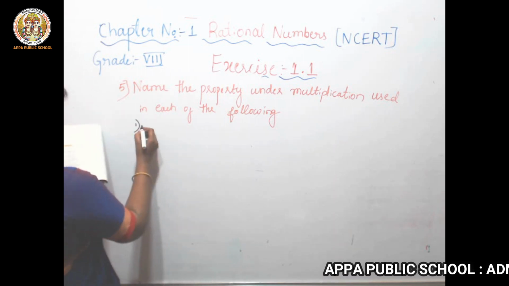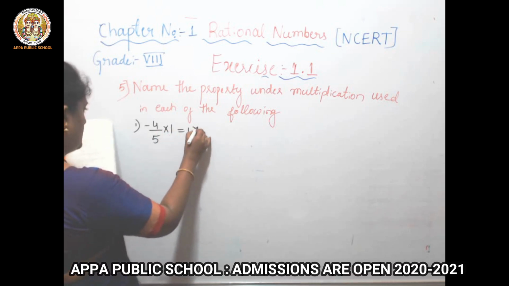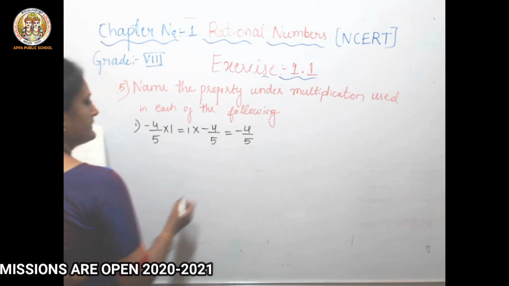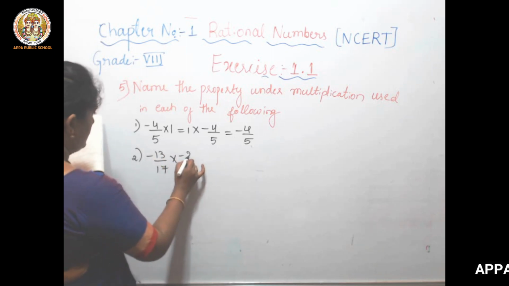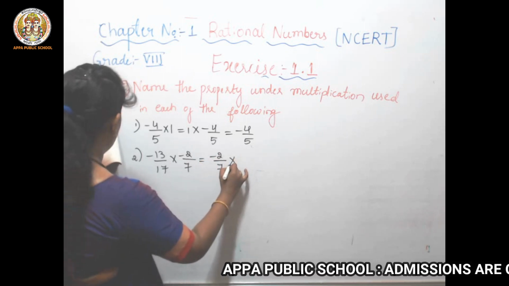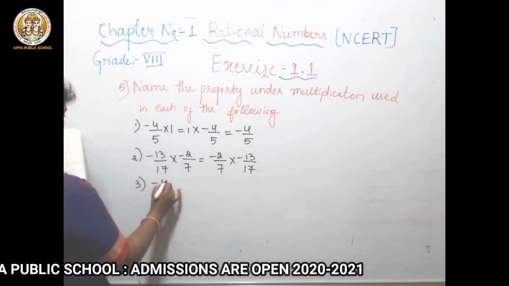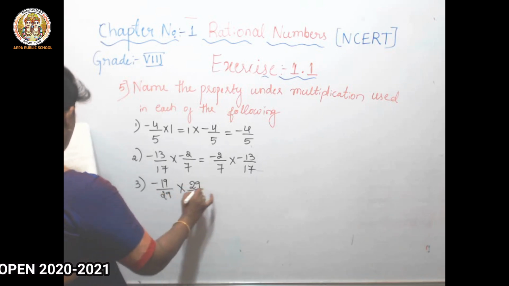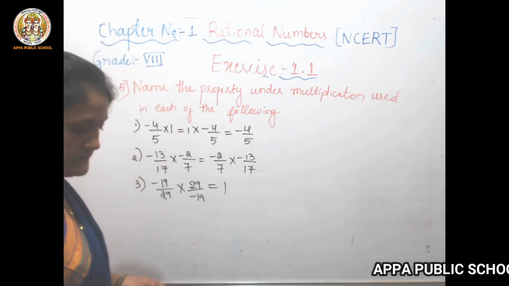So the first question is minus 4 by 5 into 1 is equal to 1 into minus 4 by 5 is equal to minus 4 by 5. Second one, minus 13 by 17 into minus 2 by 7 is equal to minus 2 by 7 into minus 13 by 17. Okay. Third one, minus 19 by 29 into 29 by minus 19 is equal to 1. So shall we solve this problem?